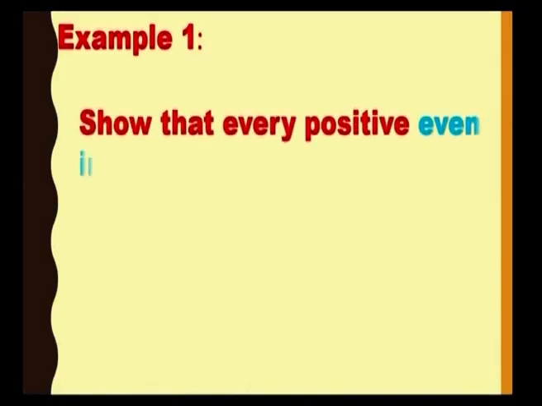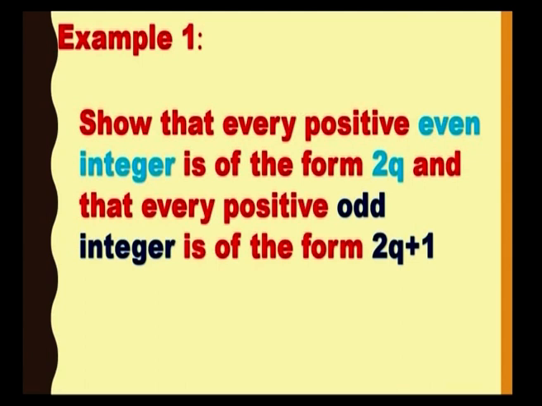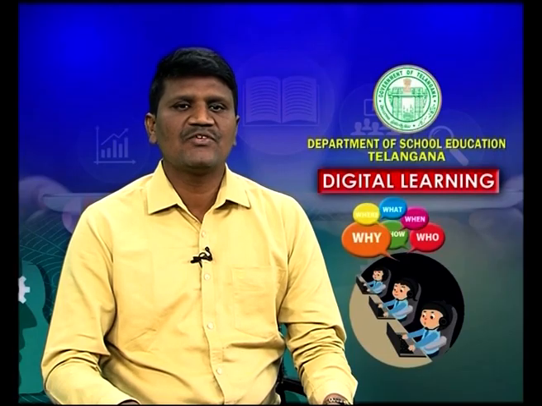Show that every positive even integer is of the form 2q, and that every positive odd integer is of the form 2q plus 1. See the question once again. First let us see the problem visually, and then let us solve the same problem using Euclid's division lemma.